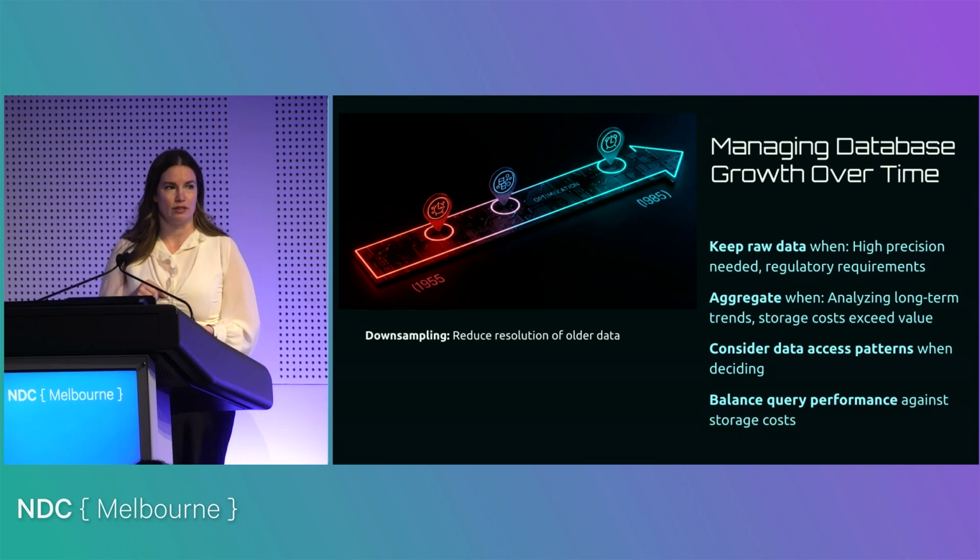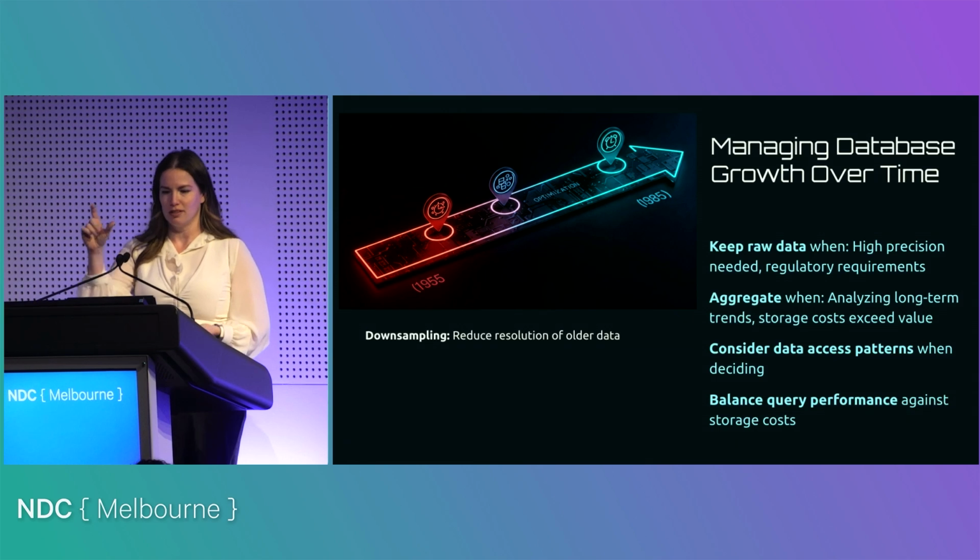The first one is downsampling. I'm sure that's probably something most of you are familiar with. Yeah? Cool. It just reduces the resolution of older data. For example, keeping 1 second granularity for the most recent week, 1 minute for the last month, and hourly data beyond that. That's one thing that is done often just to get an idea of the day, wrapping up for the day.